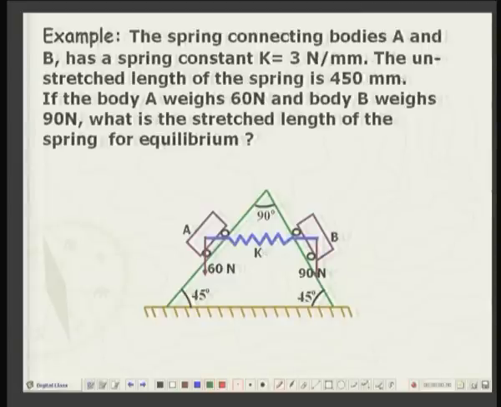The unstretched length of the spring is given as 450 millimeters, and the weights are given as already told, 60 and 90. What is the stretched length of this spring for equilibrium? Now, the weight A and weight B can move independently. Of course, there is a spring attached to them, but they do not have to be always horizontal. This can be at a higher level, this can be at a lower level, or vice versa.